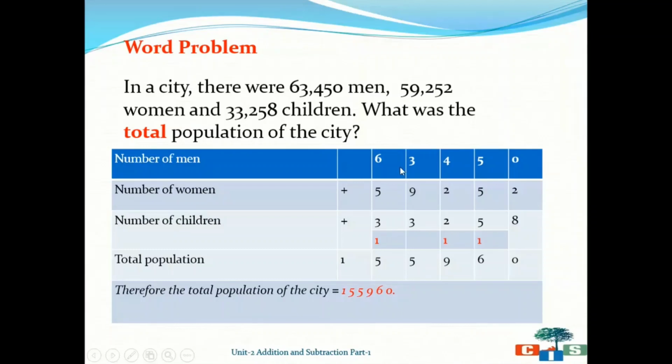Then we'll add the digits present in the ten thousands place, that is 6 plus 5 plus 3 plus 1. 6 plus 5 is 11, then 11 plus 3 is 14, 14 plus 1 is 15. So we'll write 15 over here. So what will be the final statement for the sum? The total population of the city is 1,55,960.